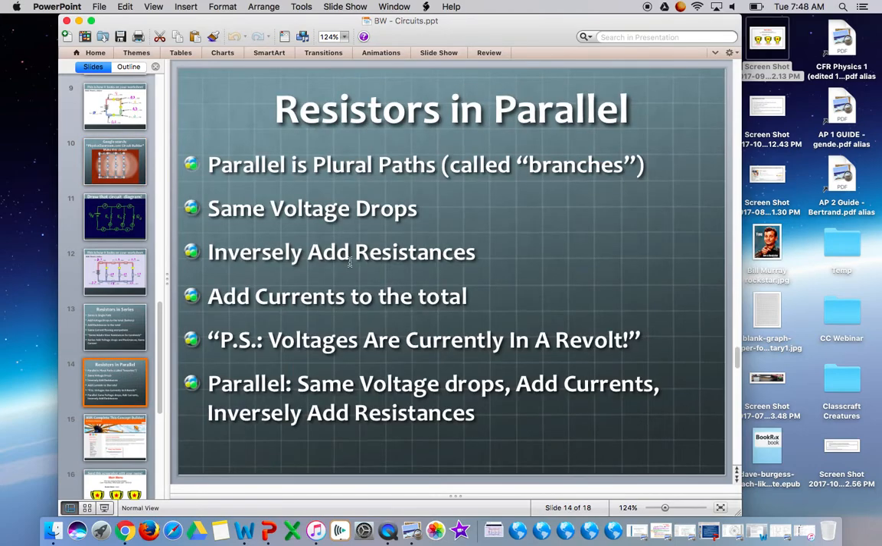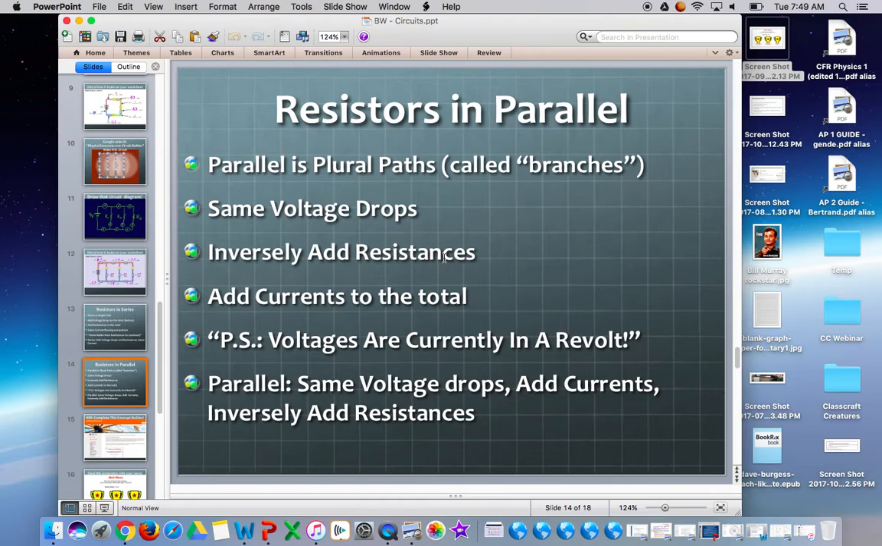So same voltage drop. The resistances, we do this mathematical magic that I'll have to show you later, where you inversely add your resistances. And what that does is it mathematically gives you a sum that is less than any of the resistances you added together to make that sum. And we'll learn that later. And then the current. So what's important to know now is that if you add more branches because you inversely add your resistance, the overall resistance of the circuit actually gets less.